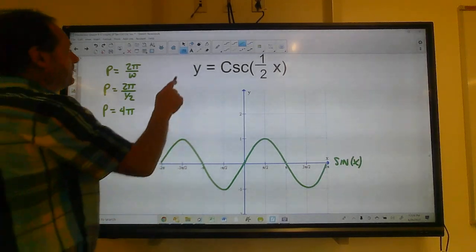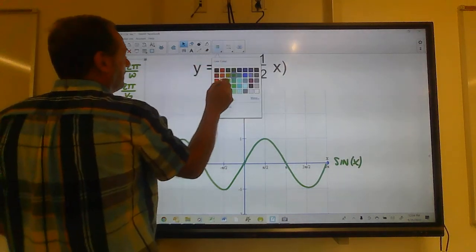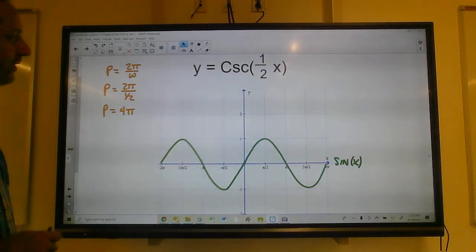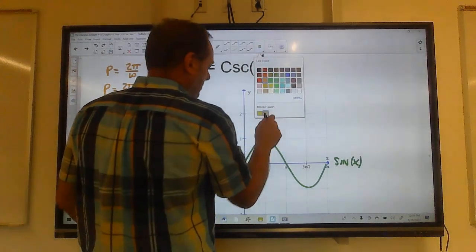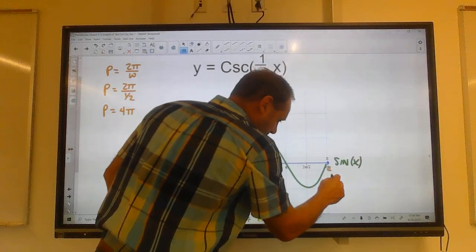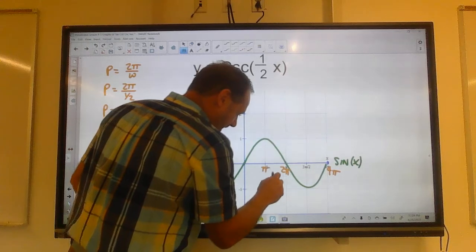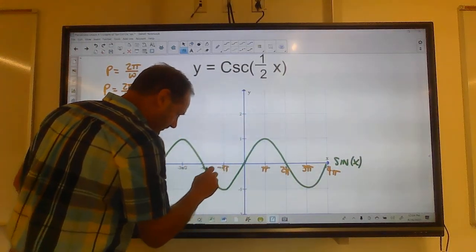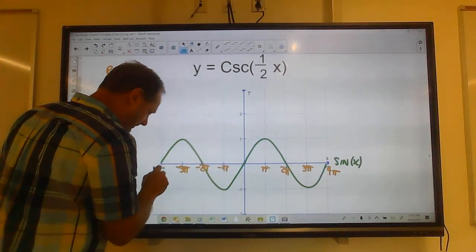Okay, so let's do this so we can get good color coordination here. What I'm going to do now is just change the period here. My period would normally go from 0 to 2 pi. I'm going to make this 4 pi, which would make this 2 pi, which would make this pi, which would make this 3 pi. I'm just going to change the scale. That way I don't have to redo the graph.